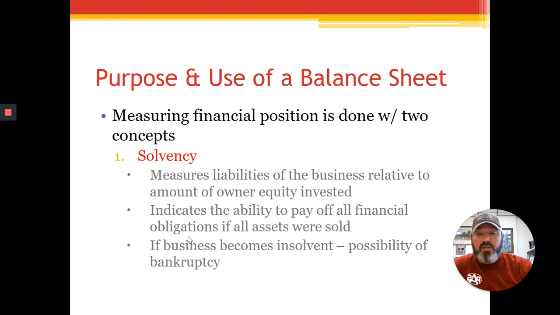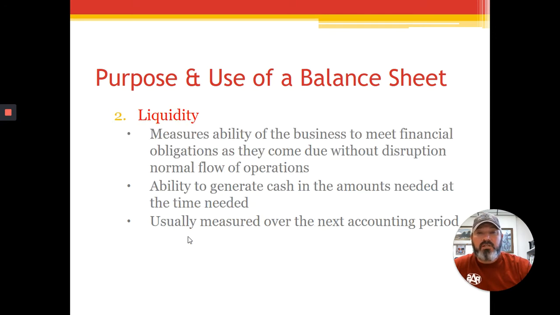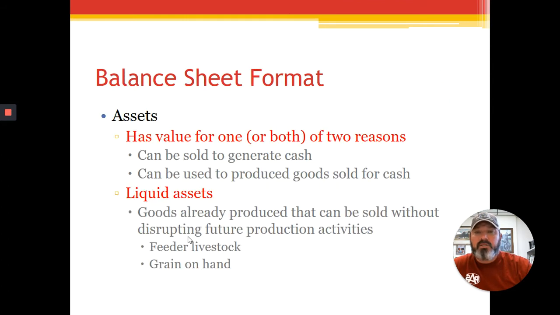So that's a really key measuring stick that we can get off of a balance sheet to assess your financial condition. Second is liquidity. It measures the ability of the business to meet financial obligations as they come due without disrupting the normal flow of operations. As seed bills or fertilizer bills come due, do you have the money? Do you have enough liquid assets, whether it's cash on hand or maybe grain to sell, in order to meet those financial obligations? Can you generate enough cash at the appropriate time? And again, typically we're going to measure liquidity over whatever accounting period we select. Two really critical metrics to get here.